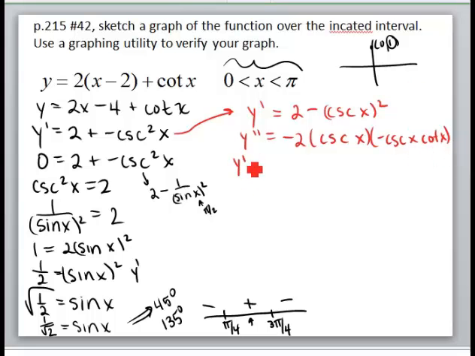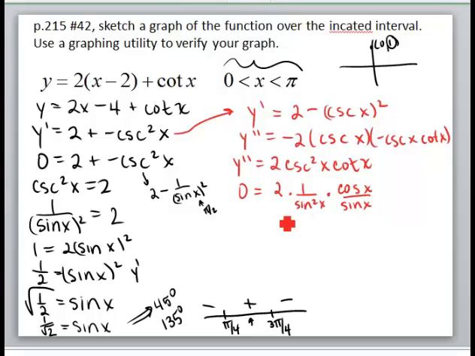So the second derivative needs to be rewritten as 2 times cosecant squared x and cotangent x. Well, I'm going to have a hard time setting that equal to 0, so I'm going to actually change it all into sines and cosines. So I have 2 times 1 over sine squared x times cosine x over sine x. So that would really give me 2 cosine x over sine cubed x.